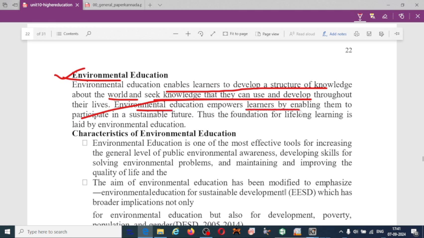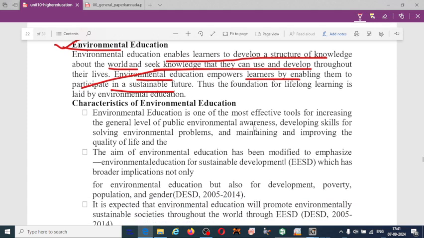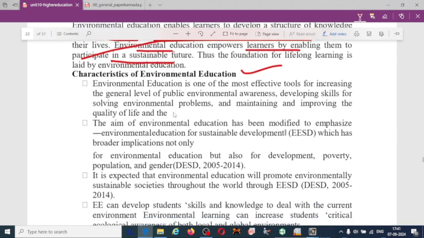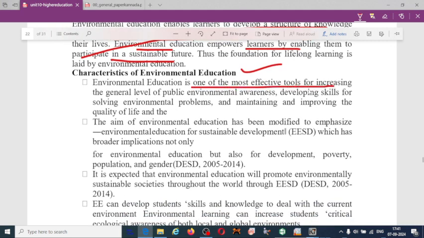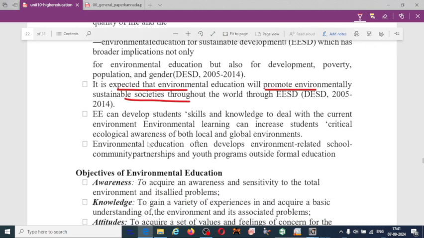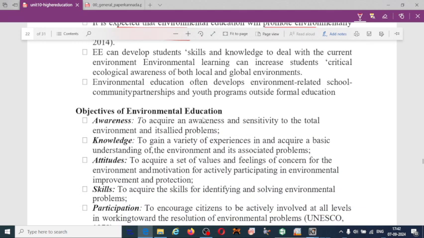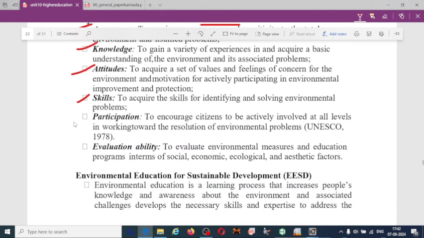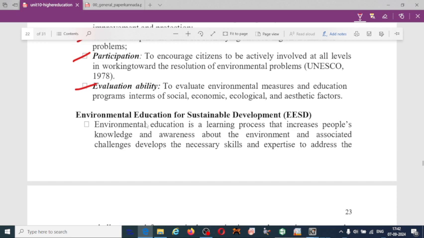Environmental education empowers learners by enabling them to participate in a suitable future. Environmental education is one of the most effective tools for increasing the general level of public environment awareness. It is expected that environmental education will promote environmental sustainability in society throughout the world. Other objectives of environmental education are awareness, knowledge, attitudes, skills, participation, evaluation ability.